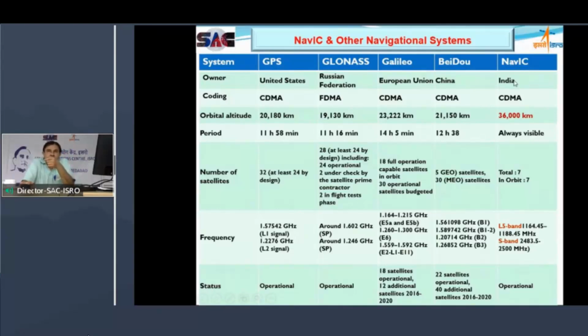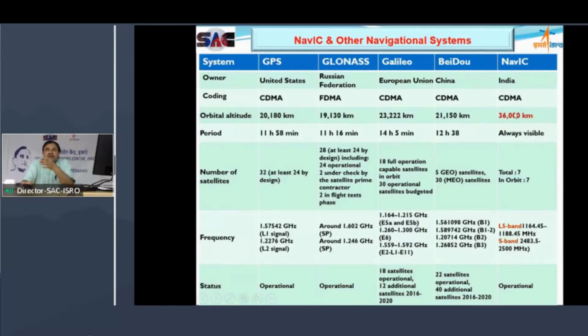Right now, it is meant only for the Indian region, while all these other 4 systems are not only for their own country, but they apply elsewhere. I can also use GPS here in India. In the same way, I can use GLONASS also in India, but NavIC cannot be used by the USA. So that is the difference between these 4 systems and our system.